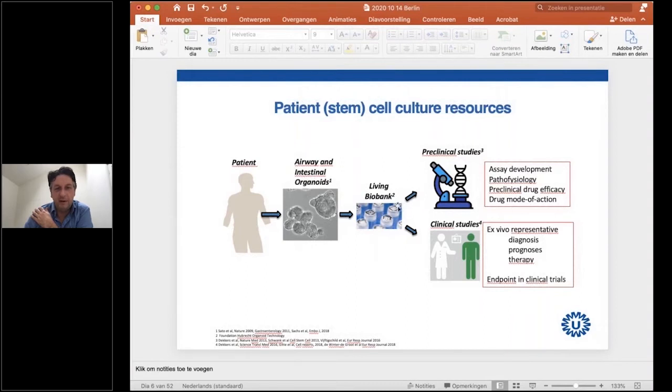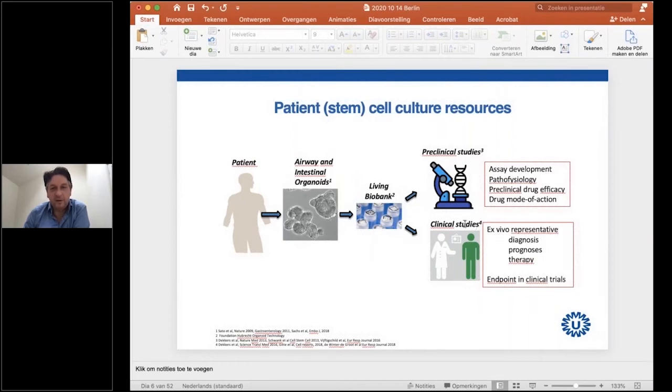We generate these, we store these in living biobanks and use these types of cells for preclinical studies where we look at assay development or pathophysiological aspects of disease, or preclinical drug efficacy studies or drug mode of action studies. But we also use them as ex vivo representatives in the lab of individual patients.